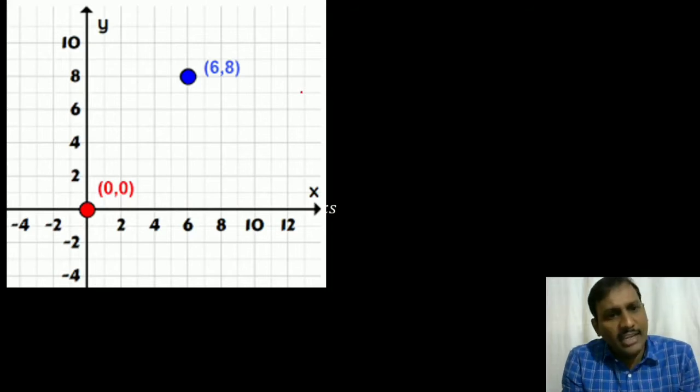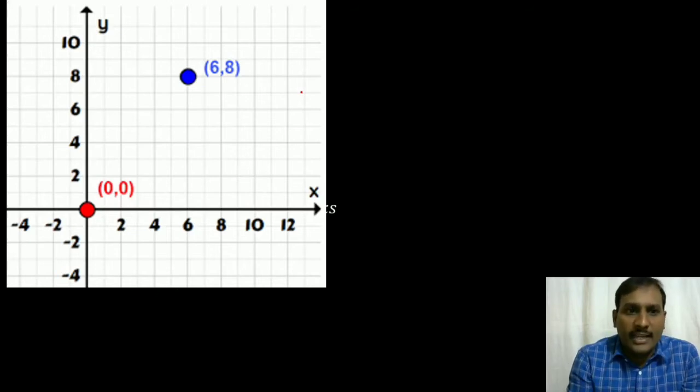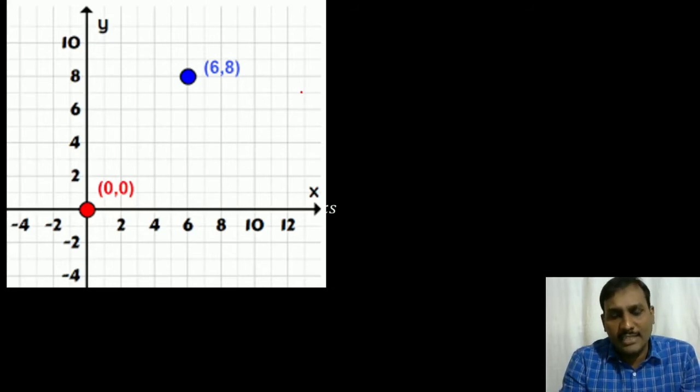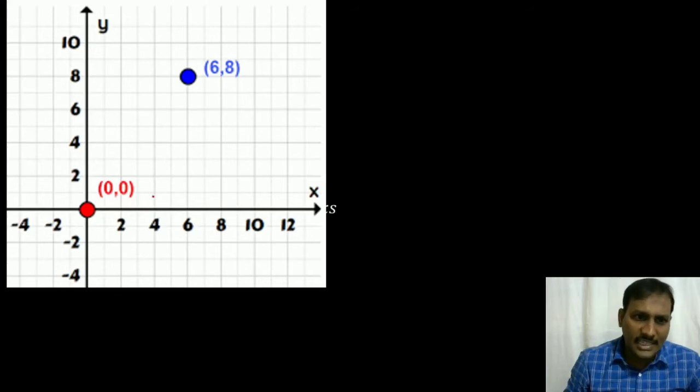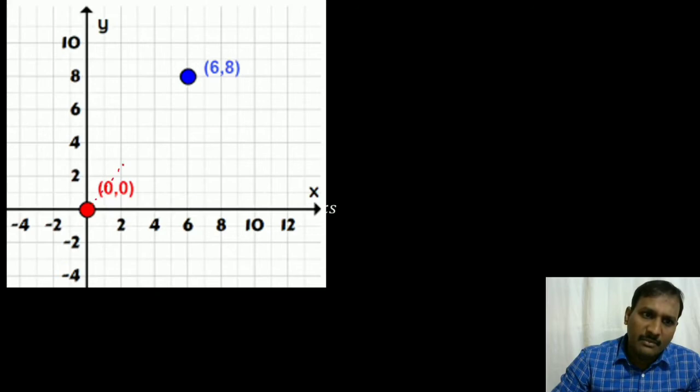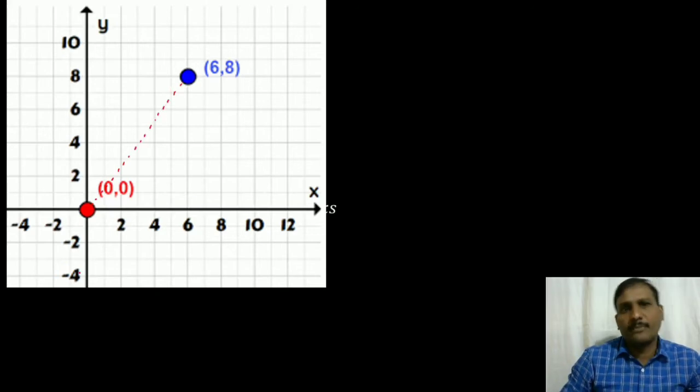Till now we have taken 2 points on y-axis, or 2 points on a line parallel to y-axis, or 2 points on x-axis, or 2 points on a line parallel to x-axis. Now let us take completely different points. Now let us take 0 comma 0 and 6 comma 8. So what will be the distance between them? This will be the distance between them.